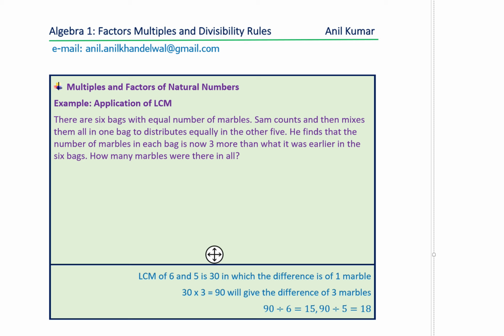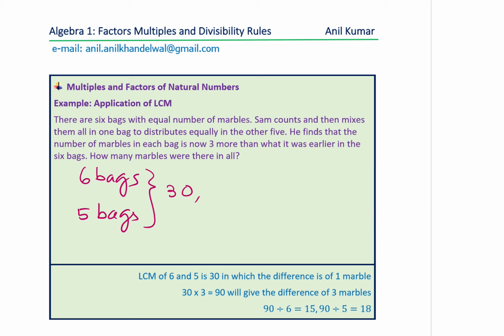So the solution here is that in 6 bags and in 5 bags, we could have common multiples. And these common multiples could be 30, 60, 90, 120, and so on. Correct? Lowest is 30. But what do we want? We wanted how many bags are there when 3 more are in 5 bags.